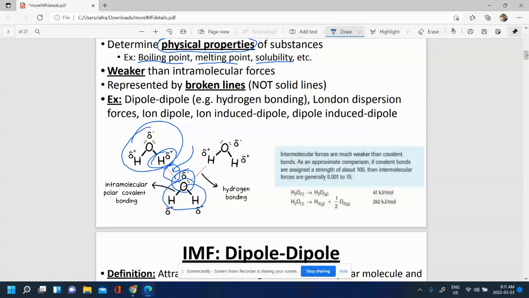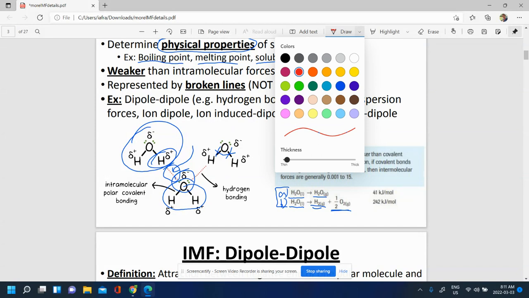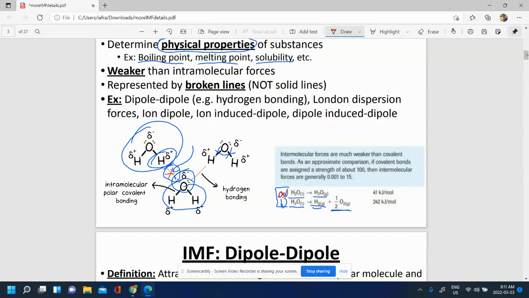And here is just a little bit of data to show you how weak an intermolecular force is compared to an intramolecular bond. So here we have water, liquid water, becoming gas water. And in the equation below, let's call this equation A, this equation B, we have water decomposing into H2 and O2. So to do B, you need to break these. To do A, so we'll make A in red, you need to break these.